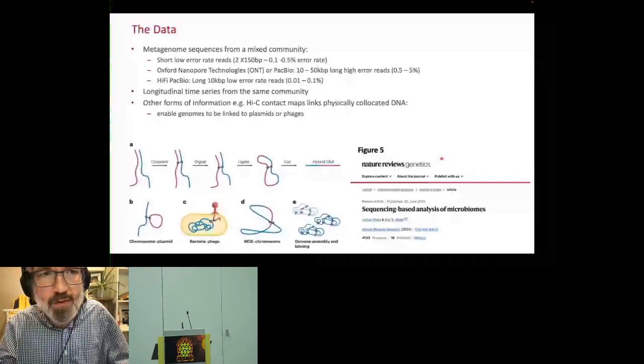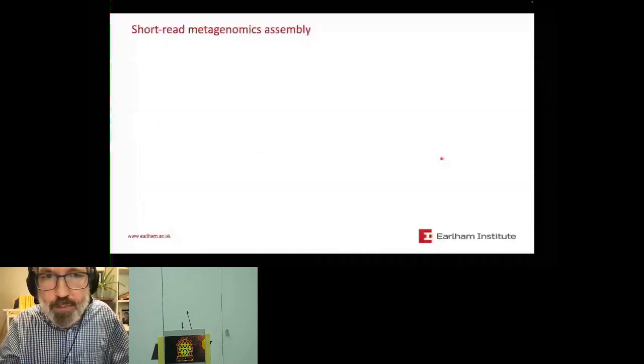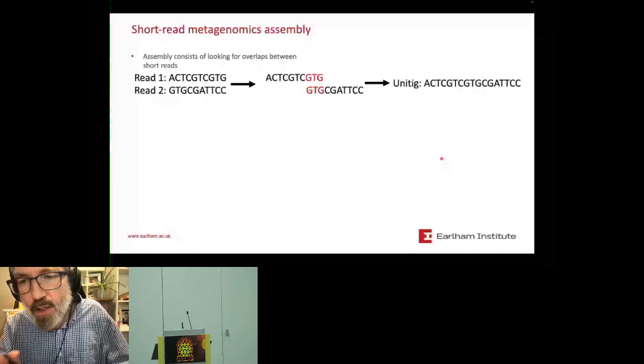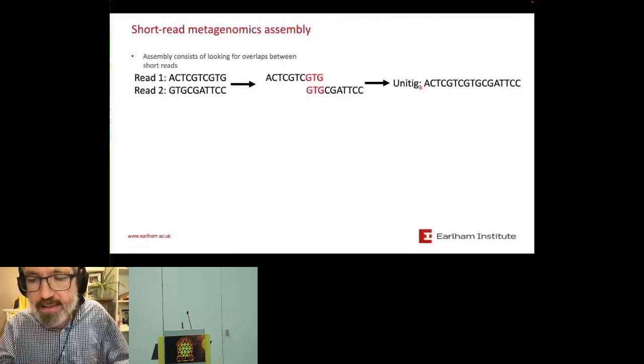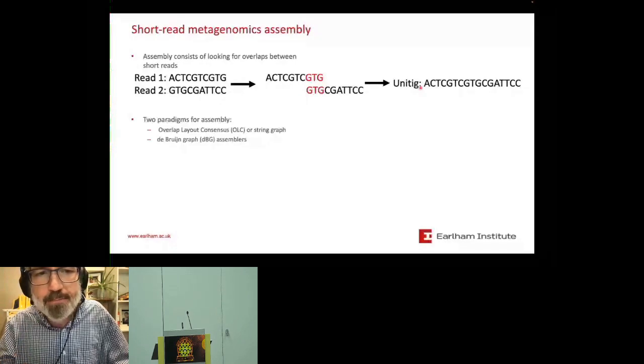and co-authors. Okay, so just briefly to give you an overview of short-read metagenomics assembly, and I apologize, this is very simplistic. It represents my understanding of it. But essentially, assembly is just about finding overlaps. We've got two reads, the overlap here, and we assemble them into a longer sequence. And there are two paradigms for assembly: overlap layout consensus, which is also effectively the same or similar to string graph assembly, and de Bruijn graph assemblers.